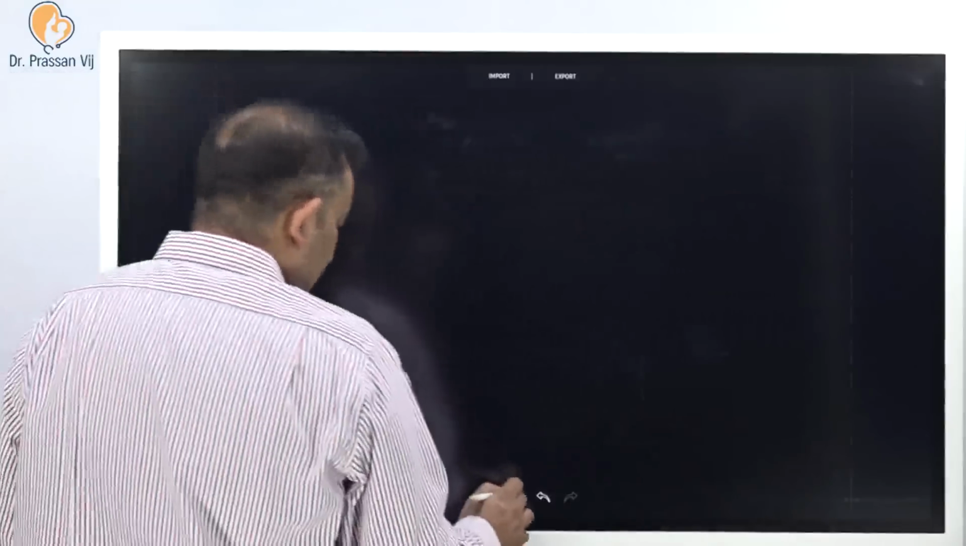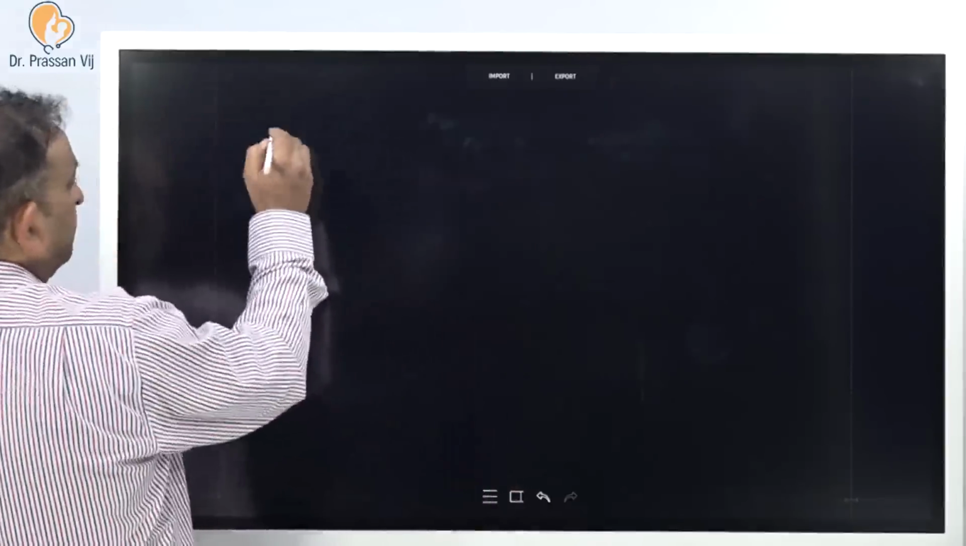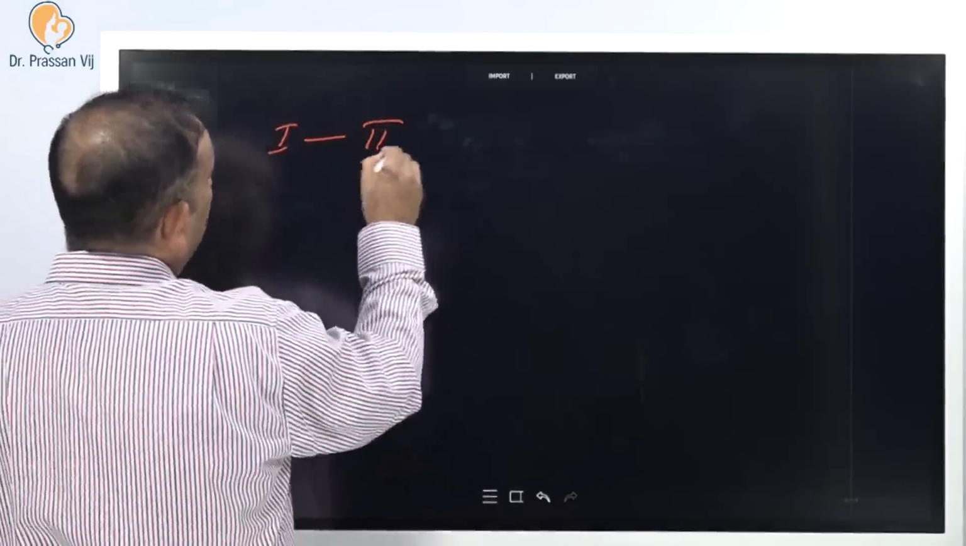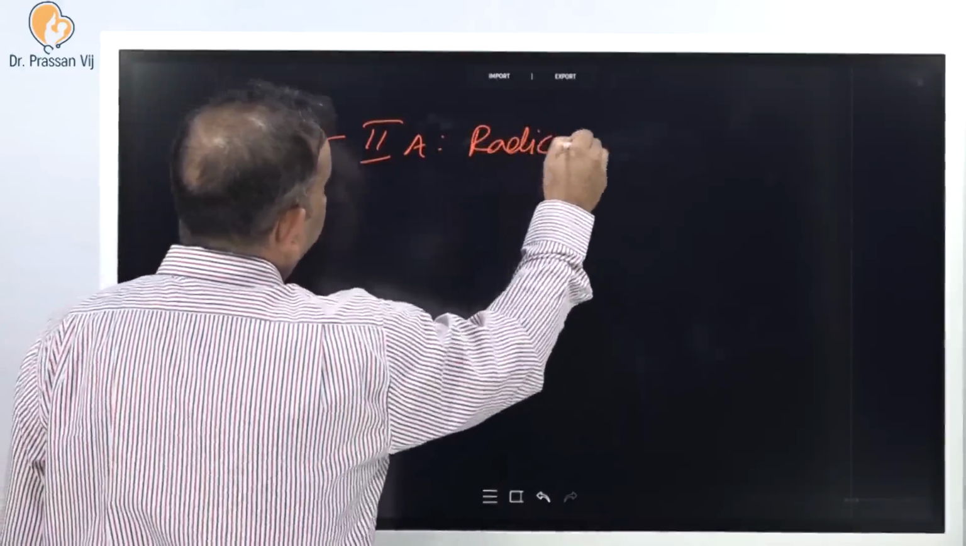Now, we have done the staging, and what is the treatment? From stage 1 to stage 2A, a radical hysterectomy would suffice.